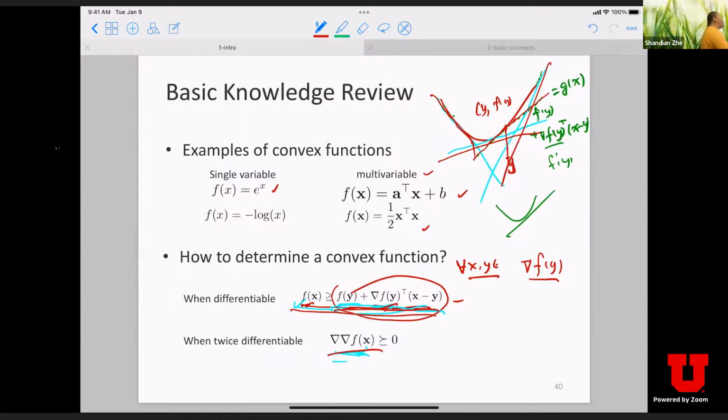Yeah, that's a precondition. If you want to apply this, you need to ensure that f is at least differentiable for the first equation. The second one must be twice differentiable, otherwise you cannot check the Hessian inequality. So every time you test convexity, you need to check this. These are the two commonly used ways to test convexity.